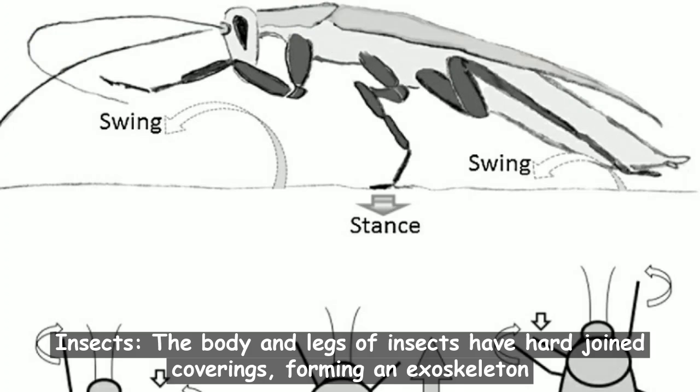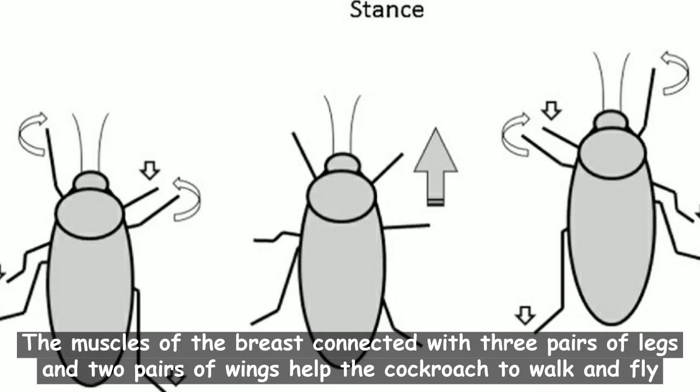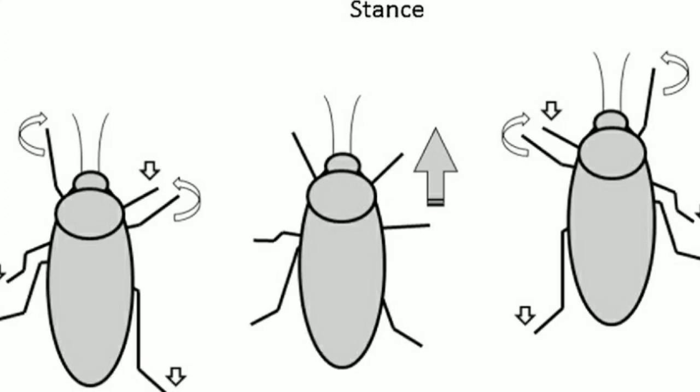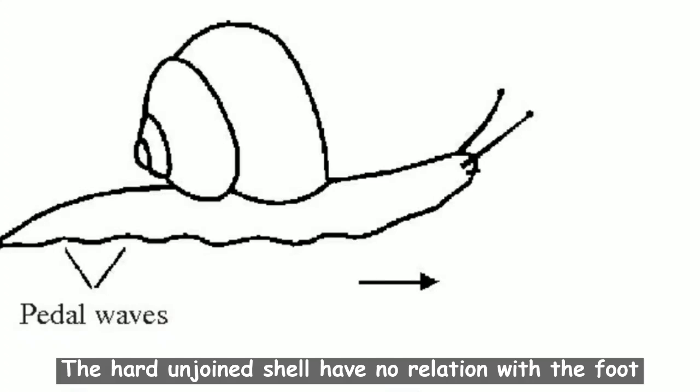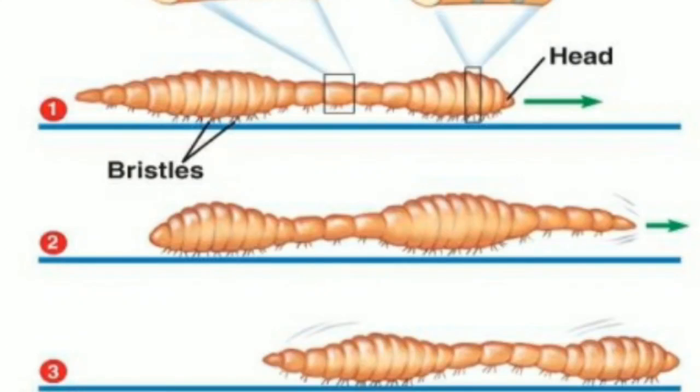Insects. The body and legs of insects have hard joint coverings forming an exoskeleton. The muscles of the breast connected with 3 pairs of legs and 2 pairs of wings help the cockroach to walk and fly. Snails. The snails are moved by the muscular foot. The hard unjoined shell have no relation with the foot.